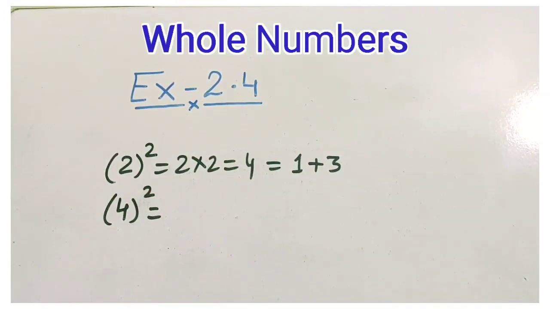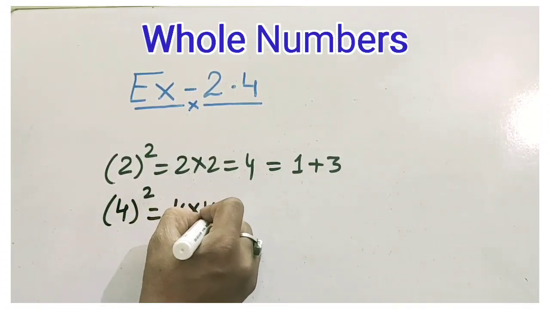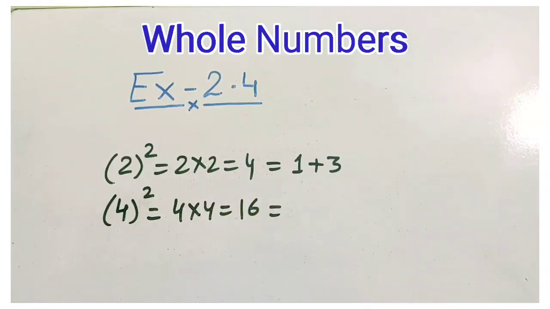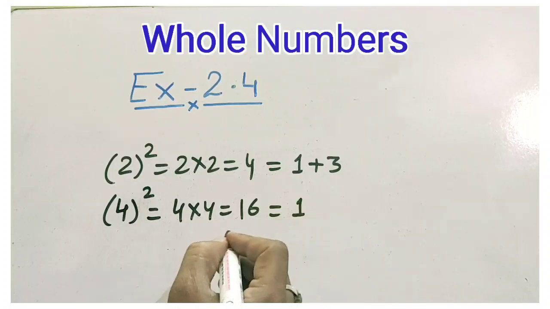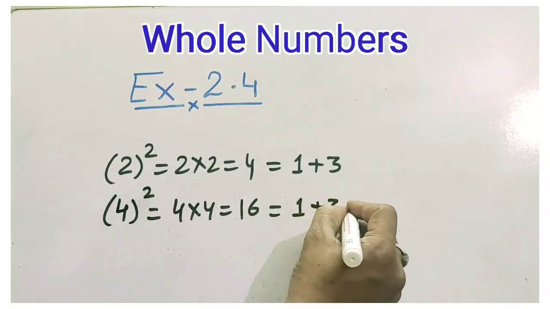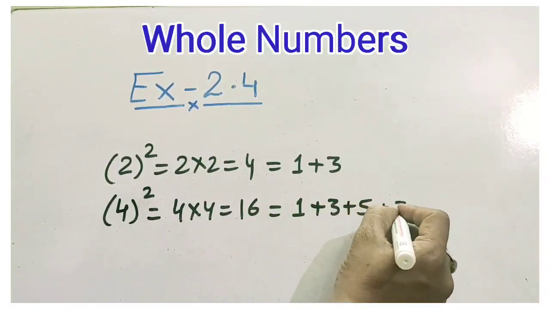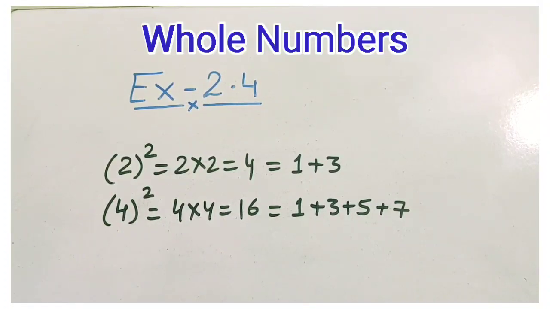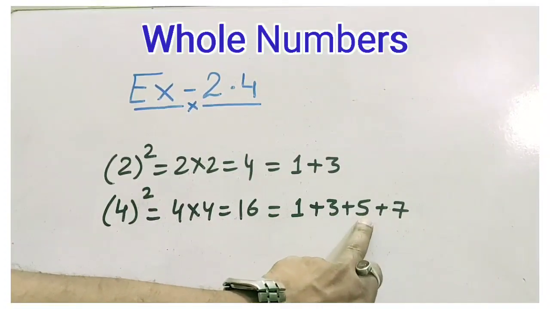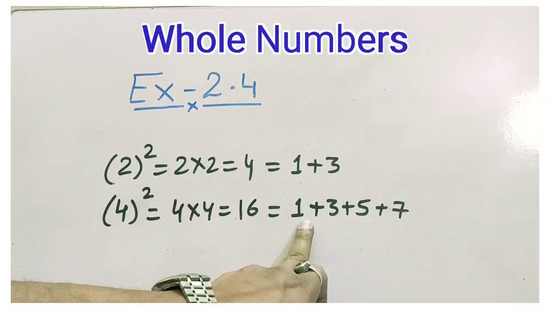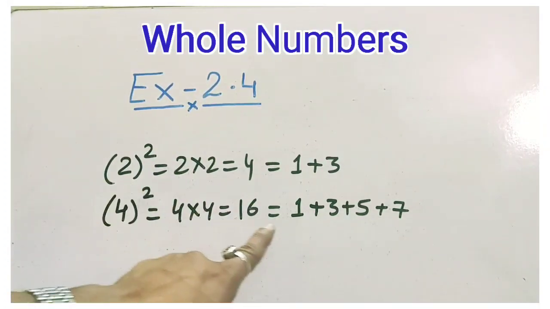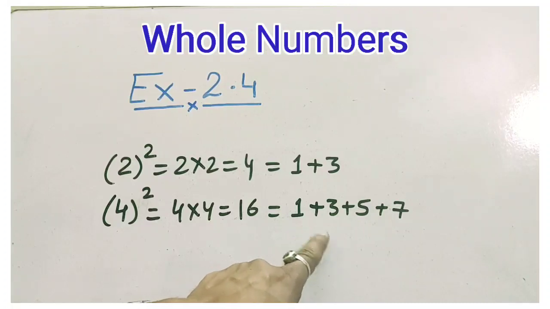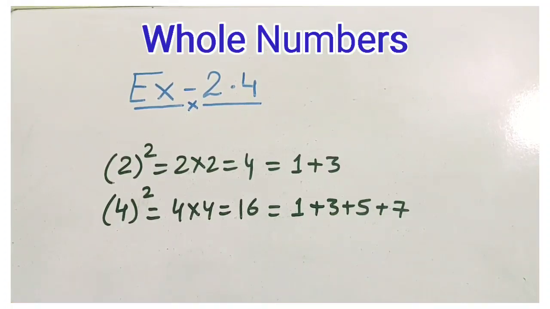So what will we write it as? 4 multiplied by 4, that will be 16. Okay. Now add odd numbers starting from 1 plus 3 plus 5 plus 7. How many times? 4 times. Okay. Chalo. 7, 5, 12, 3, 15 and 1, 16. And 16 means 4 square.